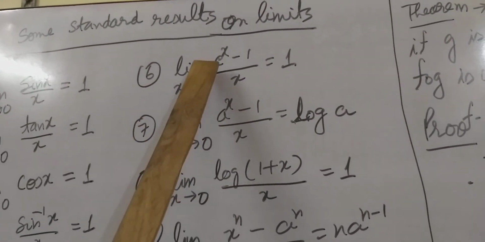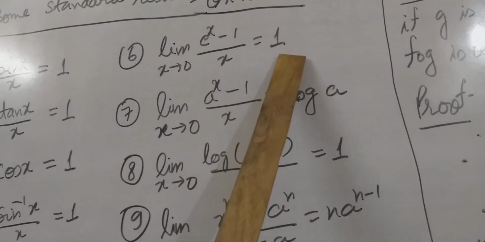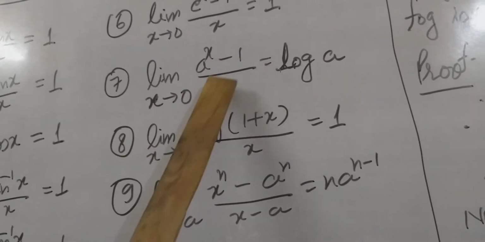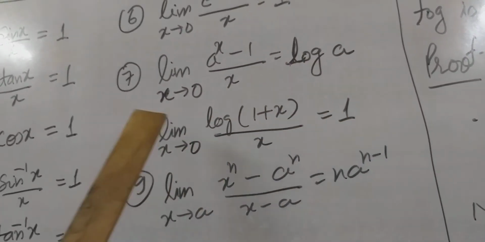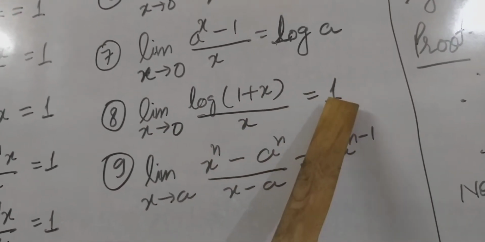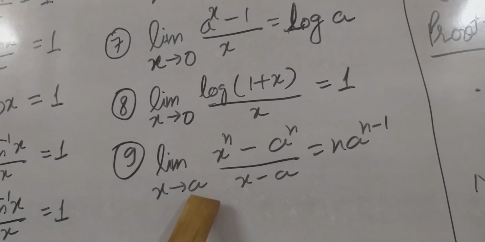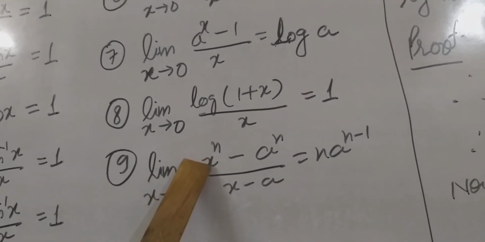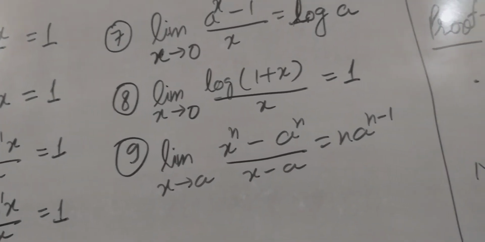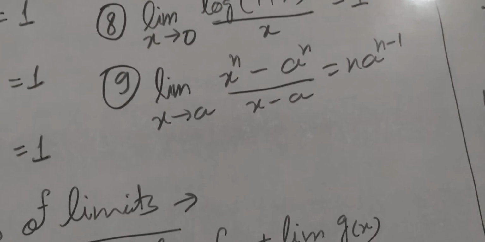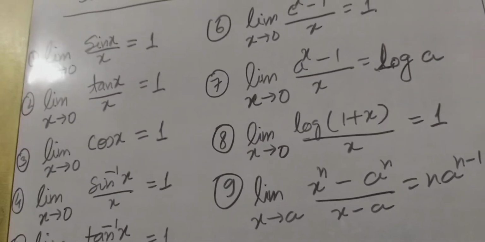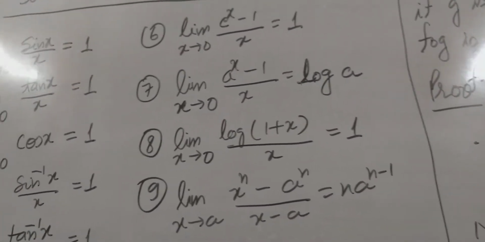Limit x tends to 0, e to the power x minus 1 upon x equals 1. Limit x tends to 0, a to the power x minus 1 upon x equals log a. Limit x tends to 0, log 1 plus x upon x equals 1. Limit x tends to a, x to the power n minus a to the power n upon x minus a equals n a to the power n minus 1. Correct, students? All these formulas we already proved in class 11th.